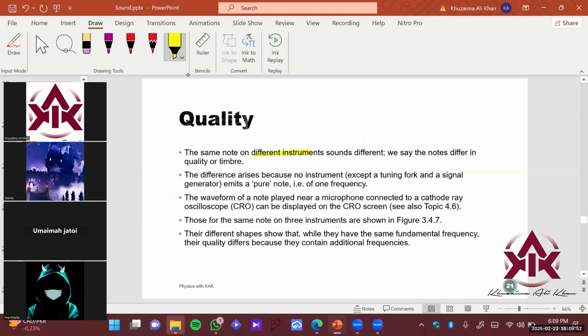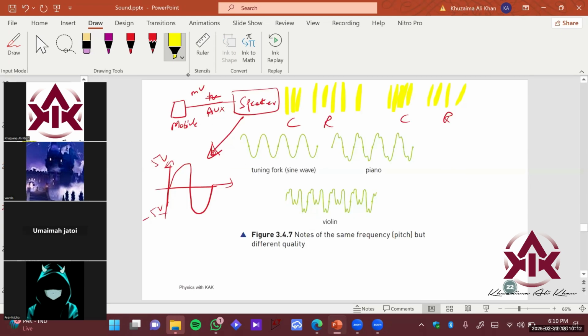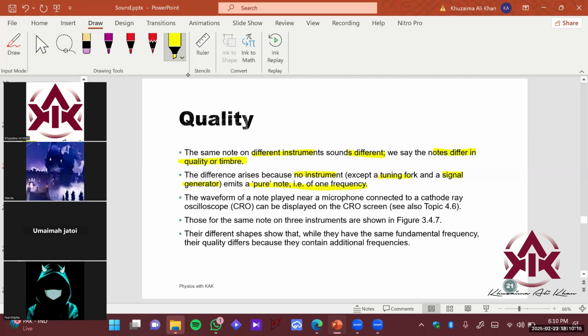The same note on different instruments sounds different. Okay. So we say that notes differ in quality. Difference arises because no instrument except a tuning fork or a signal generator, which is found in your labs, can produce a pure note here. And then we can generate and display these waves of any instrument using a CRO. We will learn CRO in the next chapters, so don't worry about this.